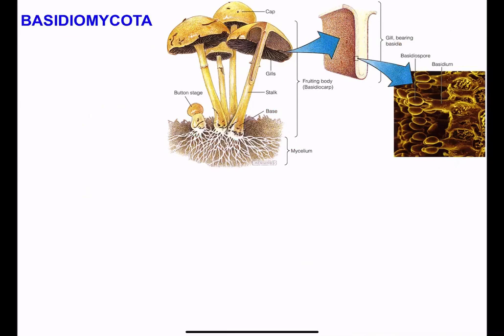Okay, so Basidiomycota. When we look at a typical mushroom, when you think of a mushroom, it's got the cap, right? That top part. It's got the stalk. But when we look underneath, you might notice there are things like gills on the underside. And what they've done here is a cross section, and then we've zoomed in. And this is one of those gills right there.